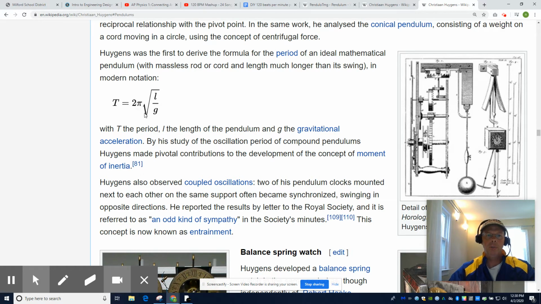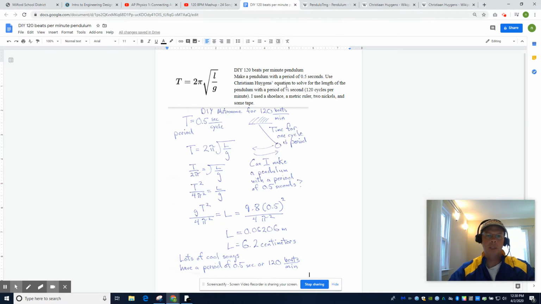Period equals 2 pi root L divided by g, except this equation is solved for period. That is, period is the output, or the dependent variable, or y, and length is the input, or independent variable, or x. And I don't want period as a function of length. I want length as a function of period, because we want a very specific period, a period of half a second. So how do we do that?